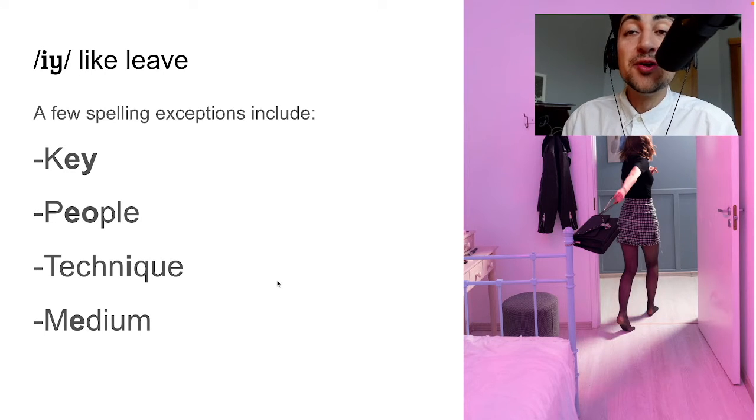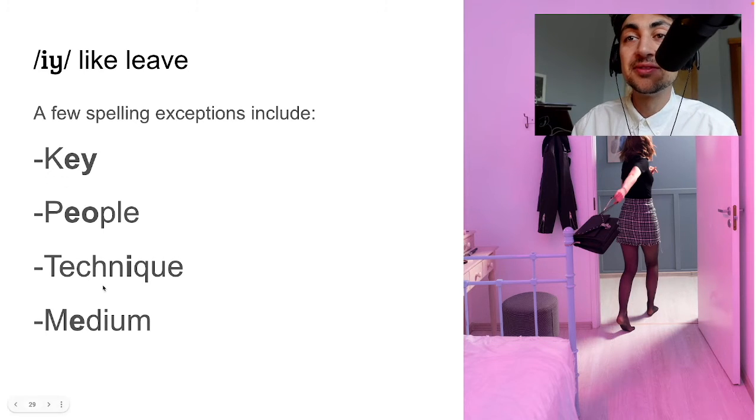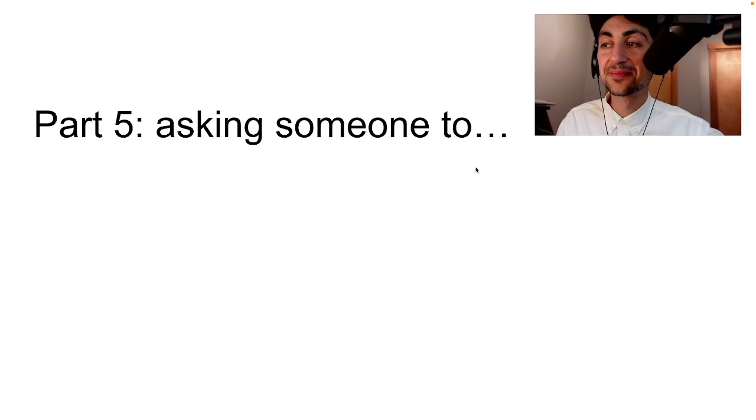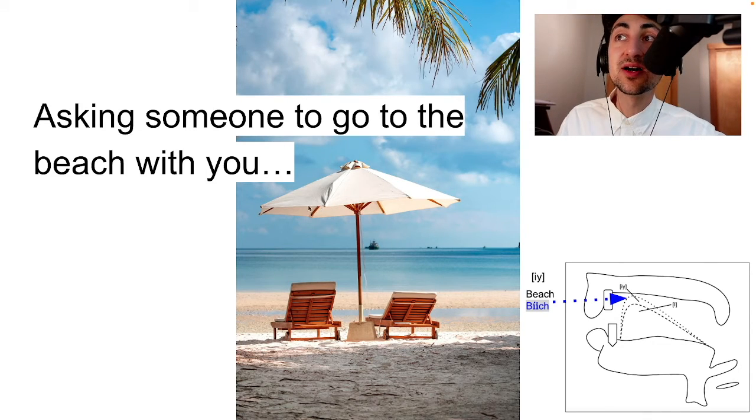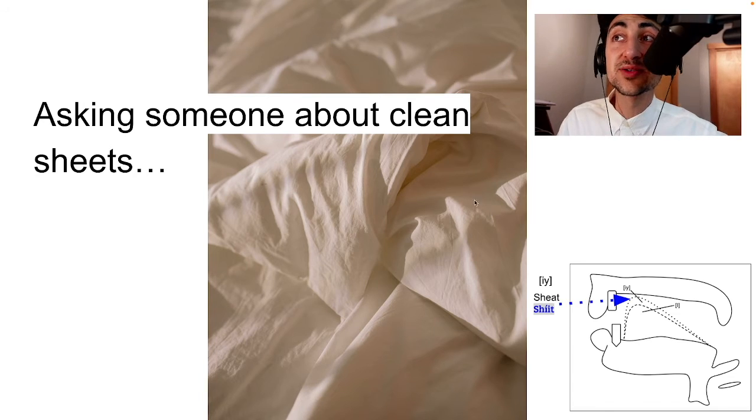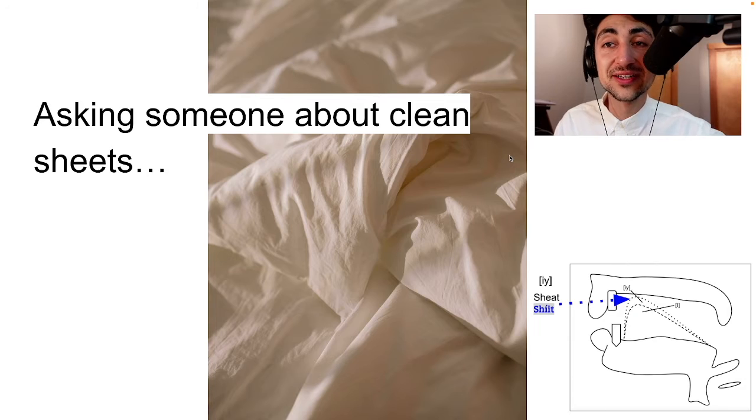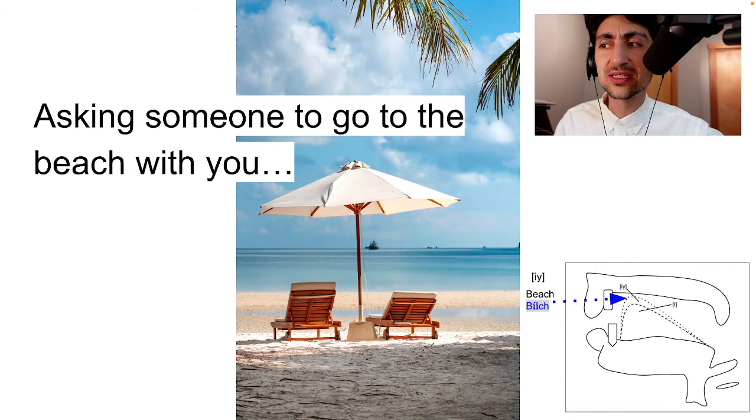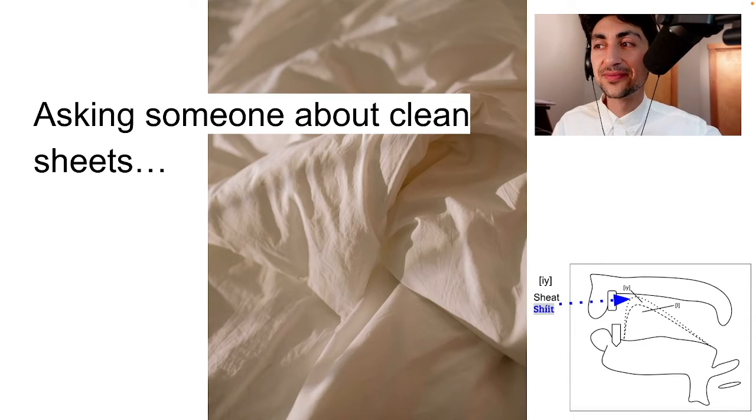And then some unusual spellings. Irregulares spellings. Tenemos key, people, technique, medium. I like people. I think that's a good one. Yeah. So that's why when you ask someone to go to the beach with you, or when you ask someone about clean sheets, that is why they look at you so funny. Hopefully now, after practicing it, they won't look at you so funny. They're going to be like, I know what you're talking about.